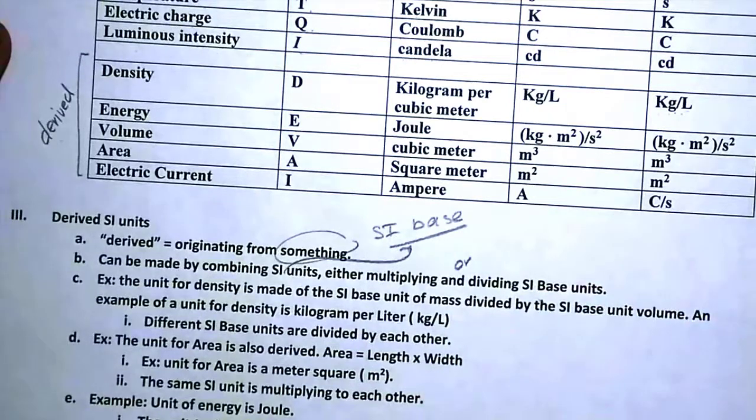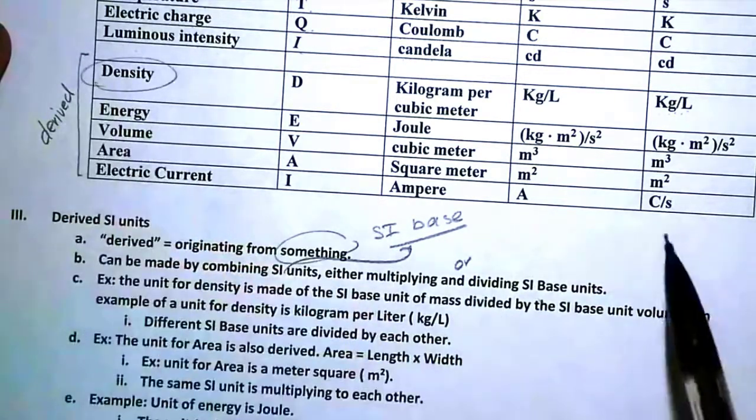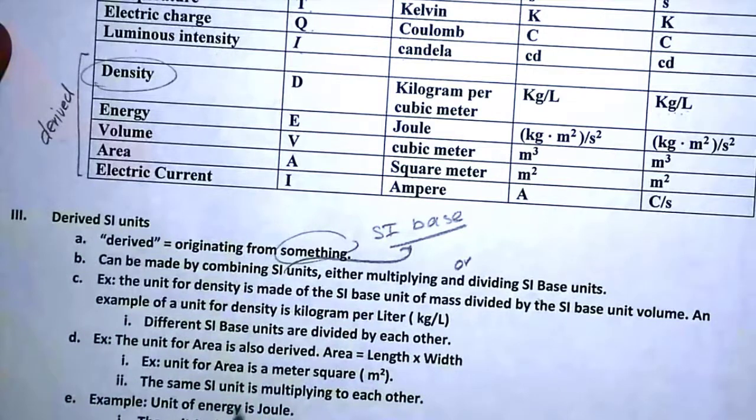For example, let's look at density. The unit for density is a derived SI unit because it is made up of the SI base unit of mass divided by the SI base unit of volume. An example of a unit for density is kilogram per liter. Notice how we have kg, that's the SI unit kilogram, then we have L, that's the SI unit for liter. So in this case, different SI base units are divided by each other to make the derived unit for density.